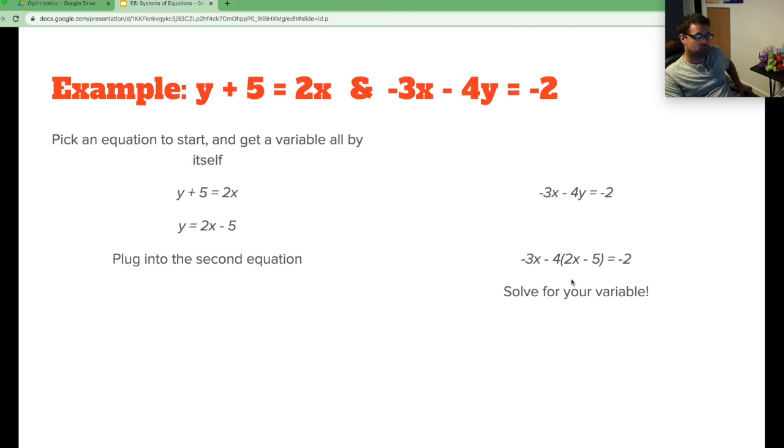Now we use our properties to solve for our variable. Distribute the negative 4 to both pieces. So we get negative 8x plus 20, and that negative 3 falls down, is all equal to negative 2. Combining our like terms, negative 3x minus 8x is equal to negative 11x.